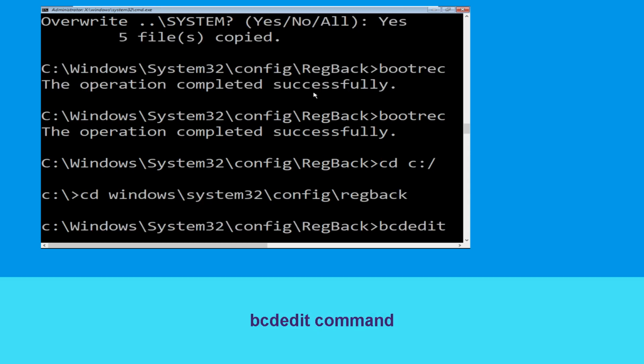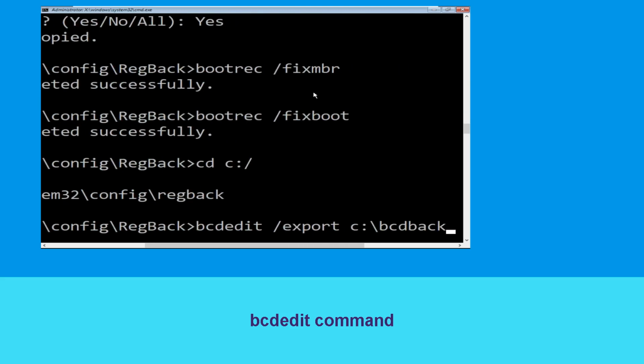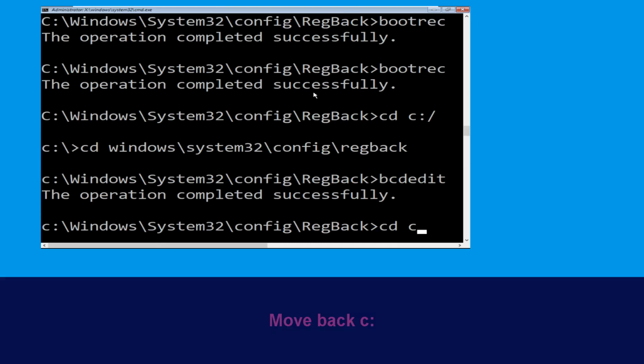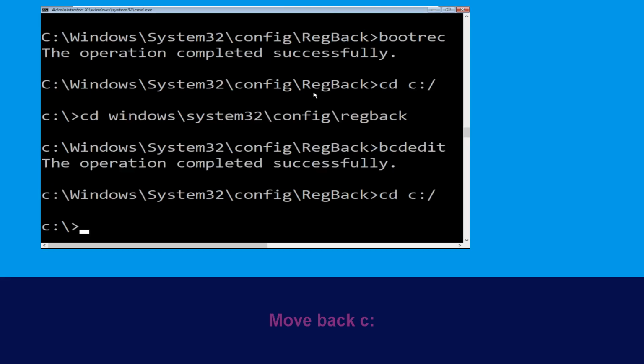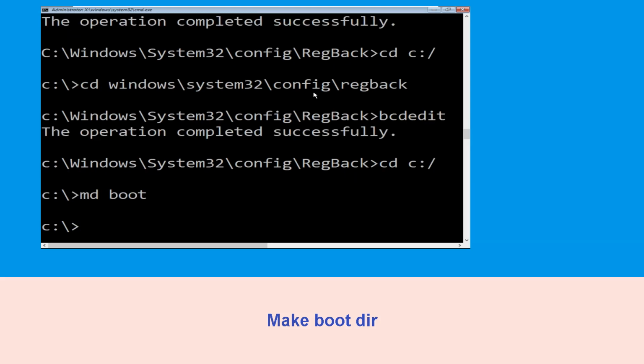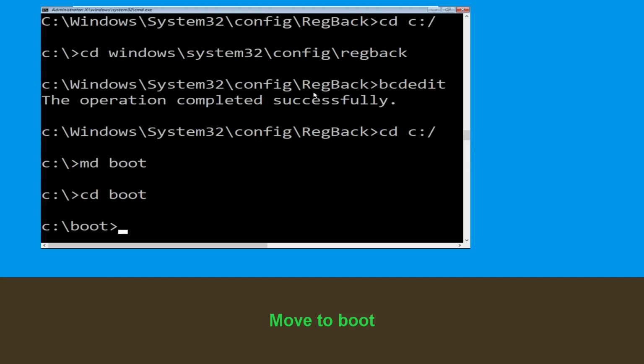Type bcdedit space /export space c colon /bcdbackup and simply hit enter to execute this command. Now type cd space c colon / and hit enter. Now execute this command. Type md space boot and simply hit enter to execute this command. Now execute this command. Type cd space boot and simply hit enter. Now type md space bcd and hit enter.